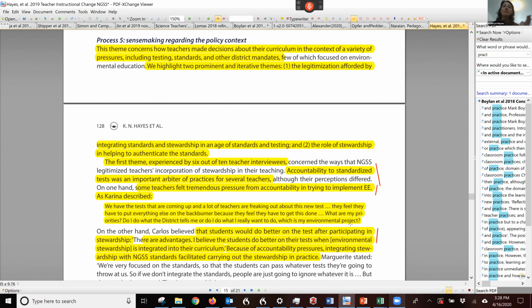So the claim about teachers feeling tremendous pressure from accountability, again, same thing. I'm sitting with someone at coffee and they're like, really? Like, how do you know that? Maybe the skeptical friend, right? And I say, well, the teacher said, we have the tests that are coming up and a lot of teachers are freaking out about this new test. They feel they have to put everything else on the back burner because they have to get this done, right? So I can tell my skeptical friend, here is what this teacher described. And remember, I've also told my skeptical friend that 6 out of 10 teachers mentioned stuff like this, all right?